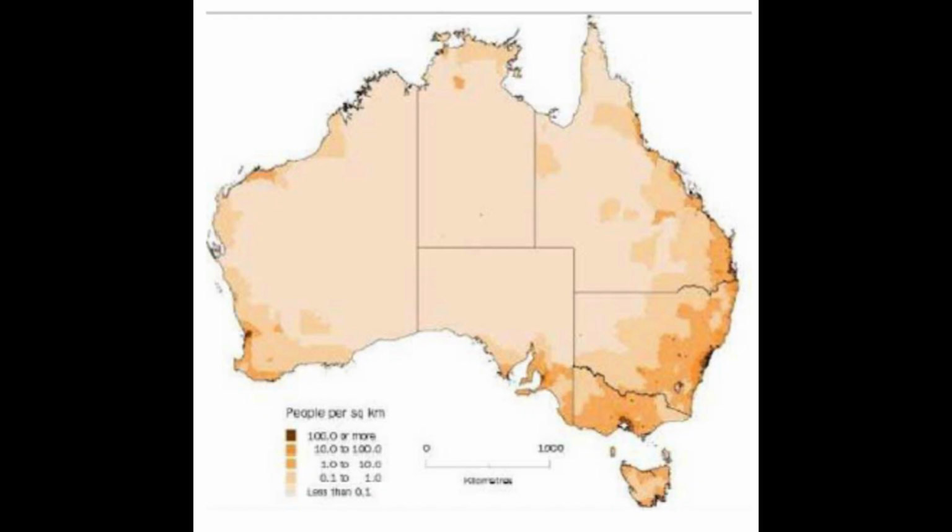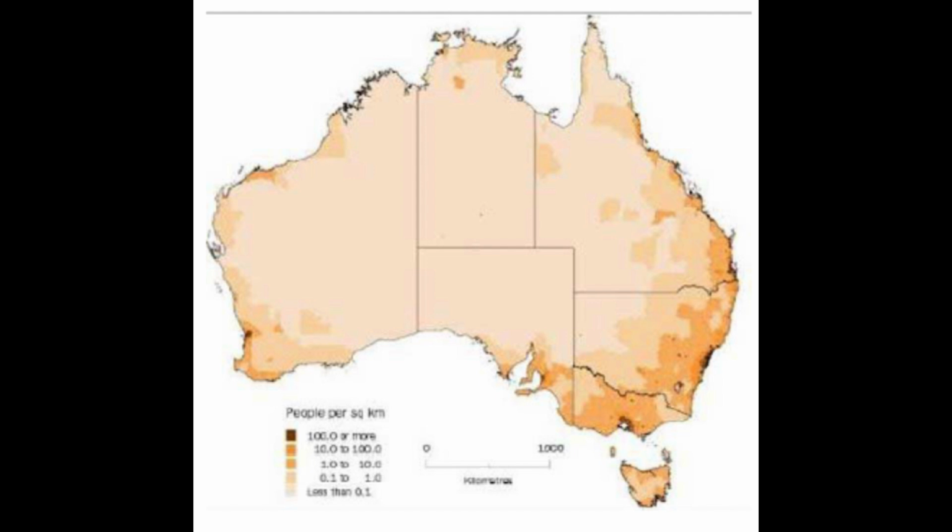This map gives information about the population density in Australia, measured in people per square kilometre, and categorized by 100 people, or more, 10 to 100 people, and less than 0.1 people. It is clear that the majority of Australia has a population density of fewer than 0.1 people per square kilometre, which is represented in very light orange.